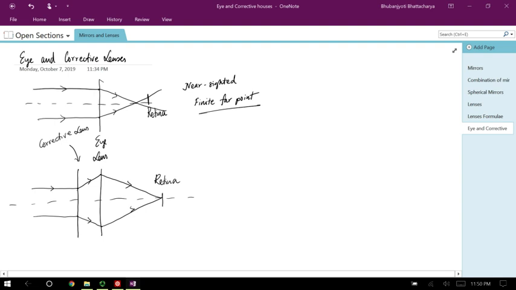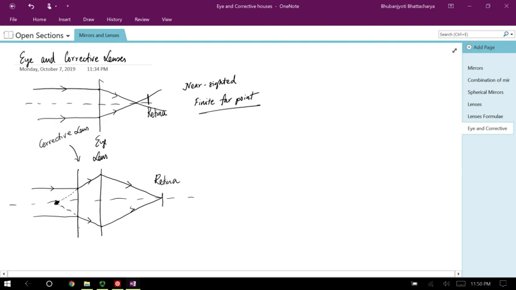Well, what it looks like it is doing is making it seem like after refraction, these rays of light are really coming from a different point, right? So as if the eye sees, although the actual object is at infinity, the eye sees this as the object, right? As the virtual object. So this virtual object is really the virtual image due to the corrective lens.